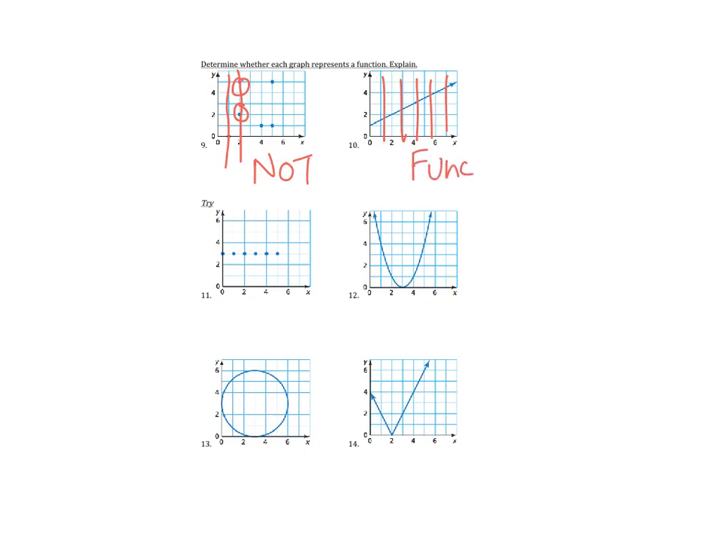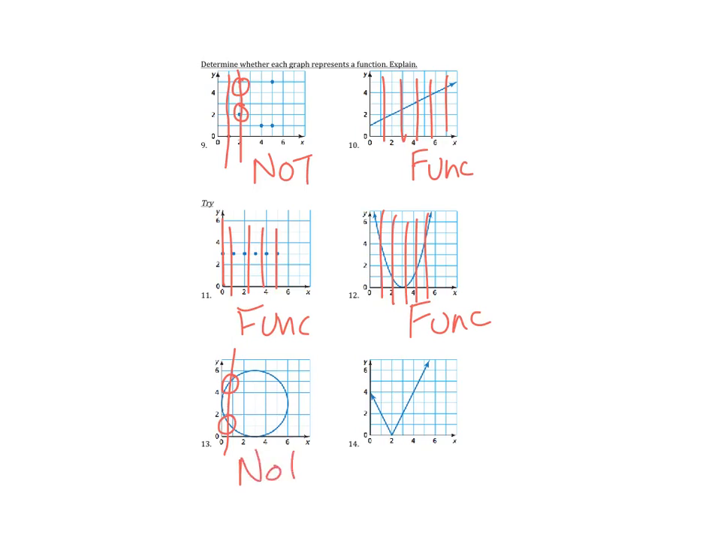Number 11, all the vertical lines look good, right? So that's a function. Number 12, all the vertical lines look good, right? So 12 is a function. Number 13, you can already see with one vertical line it's going to hit twice. That's not a function. 14, good, good, good, good, good, that's a function. Okay. So if my vertical line hits twice on the graph, it is not a function. Let's go ahead and look at page 3.